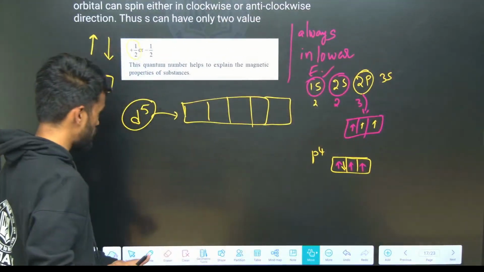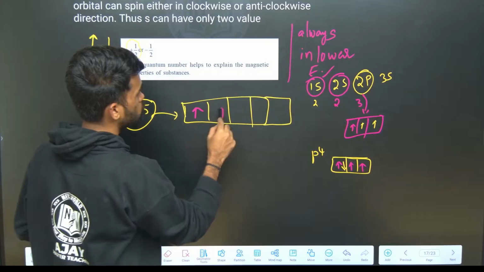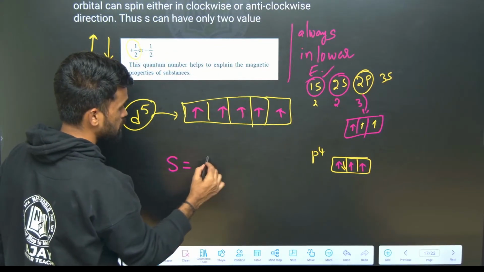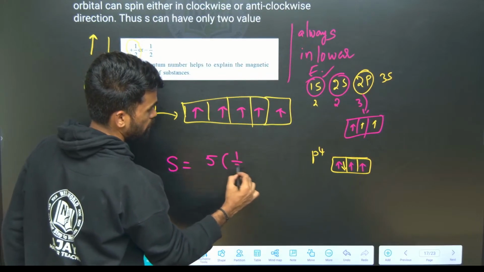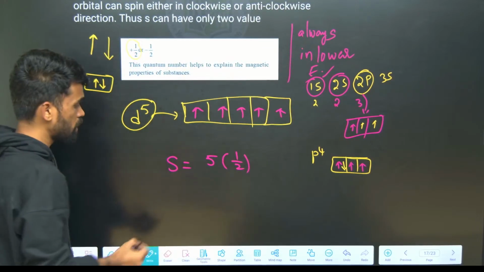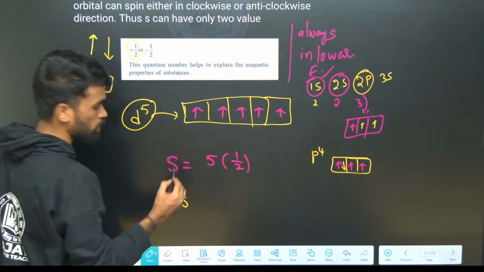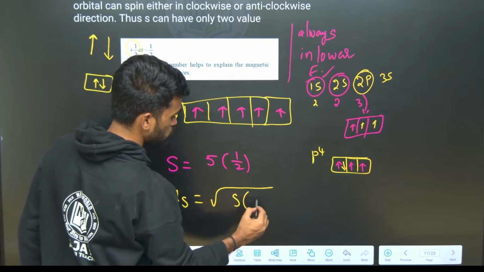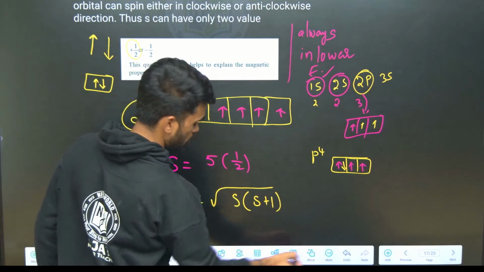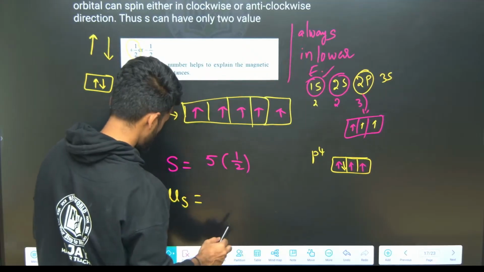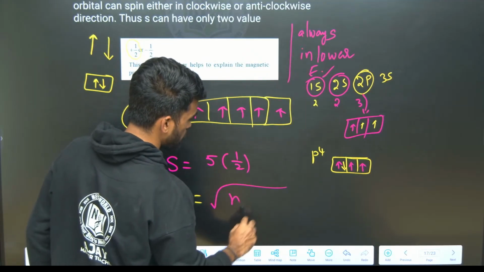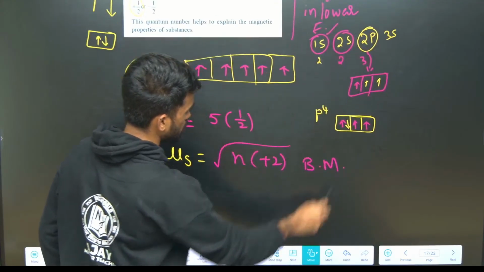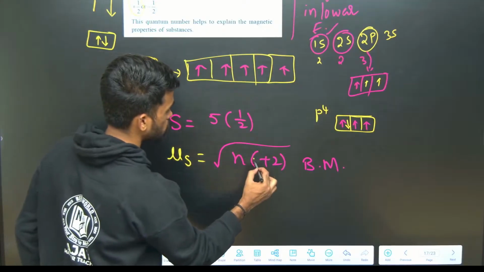Tell me, here how many? 1, 2, 3, 4, 5 electrons. So what is the total spin? 5 electrons, 5 by 2. Now they will ask you what is the spin only magnetic moment. You just use root over S into S plus 1, or you can use this other formula: take the number of unpaired electrons n, root of n into n plus 2 Bohr magnetons.